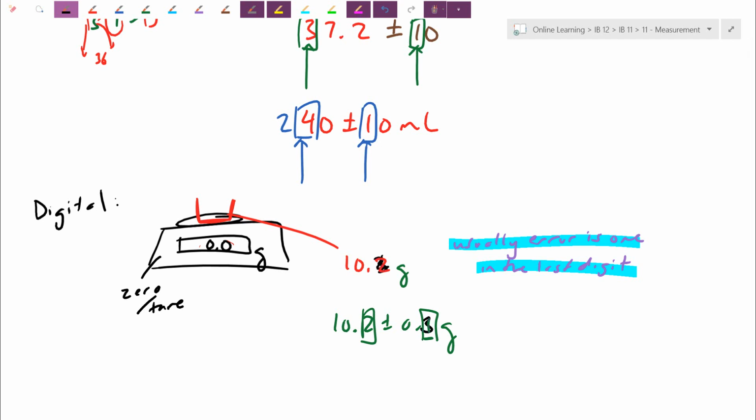We can do something called weighing by differences in this situation. Usually when you're weighing chemicals, you don't load the chemicals directly on the pan itself.